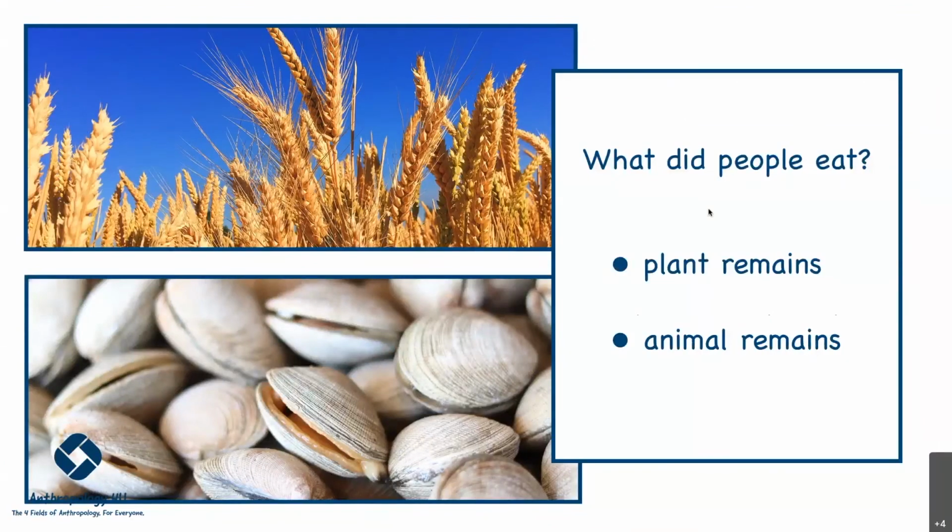Here's another example. Archaeologists can tell what people ate. One way is by looking at plant remains. For example, in a storage pit in England, they found over 60 pounds of charred plant remains, made up of barley and wheat and other things. You can also tell what people ate by looking at animal remains. For example, if there is a huge pile of empty clamshells in an archaeological site near the ocean, then you know people must have been eating them.